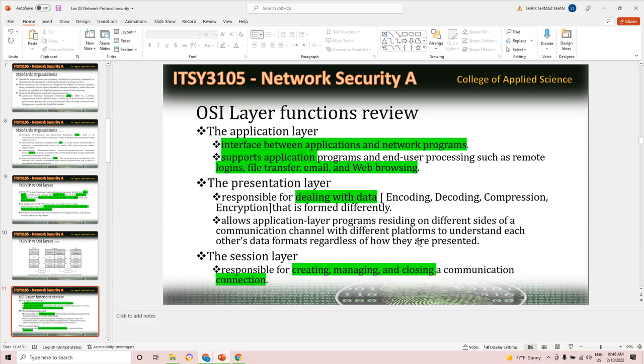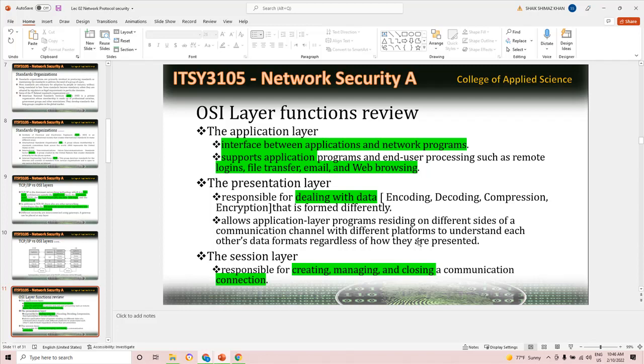So OSI layer function review. Okay, application layer. We were talking about the functions. In the beginning, the protocols have some specific functions. Like we have HTTP, TCP, UDP, then we have IP, ICMP. So these protocols have some functions. Now let's see the functions according to each layer.